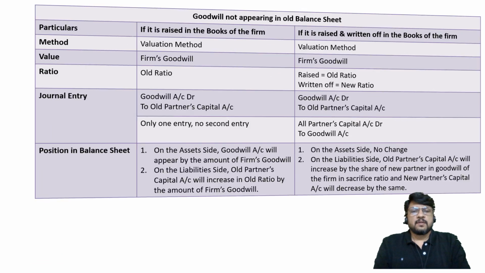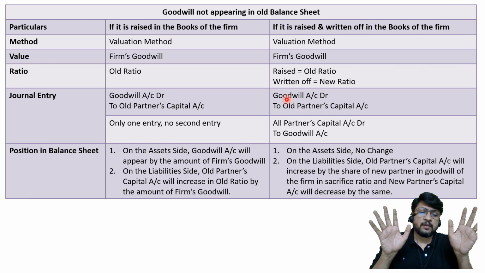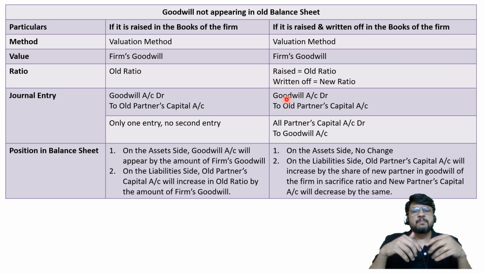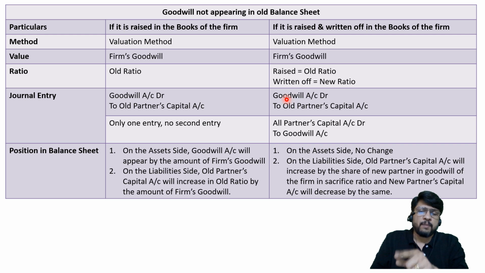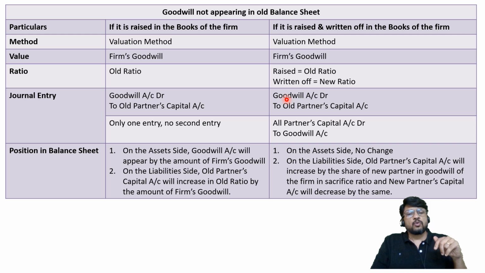And if again the old balance sheet has no goodwill, but the new partner says sorry, I cannot bring in cash, then the partners may either decide to raise the goodwill or they may decide to raise and write it off. If they are raising it, only one entry: goodwill to old partners in the old ratio. If they are raising and writing it off, then 2 entries: goodwill to old partners' capital, and then all partners' capital to goodwill. Goodwill to old partners in the old ratio, all partners to goodwill in the new ratio.